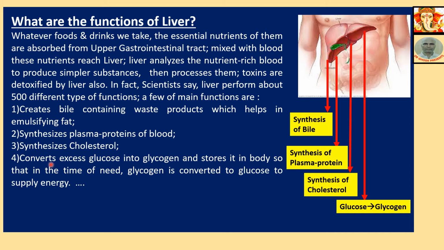Synthesize cholesterol, convert excess glucose into glycogen and store it in the body so that in time of need glycogen is converted into glucose to supply energy. That is another very important function. Say we are taking too much food, so too much glucose is produced. If too much glucose remains in the blood, that will be a disease, diabetes. But in a healthy person, the extra glucose will be converted into glycogen and stored in the body, so that at time of need, that glycogen will convert into glucose and supply the required energy to the body.